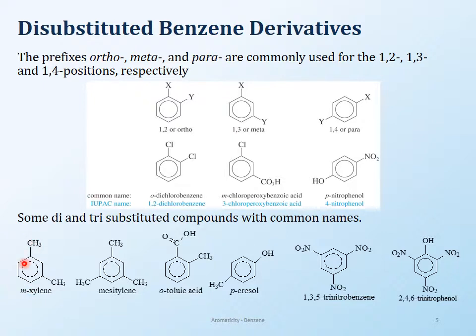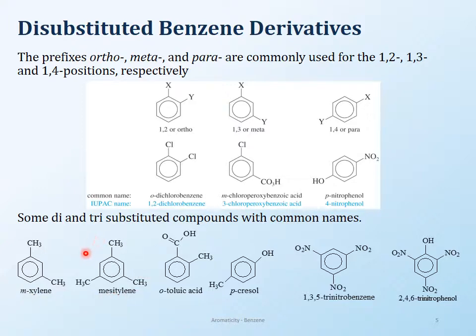There are three possible. So this one is metaxylene. It is also methyl toluene, meta-methyl toluene. How odd is that though? Okay. On the other hand, you can also call it 1,3-dimethylbenzene. So you can have many names for this. Okay, but xylene is the common name.